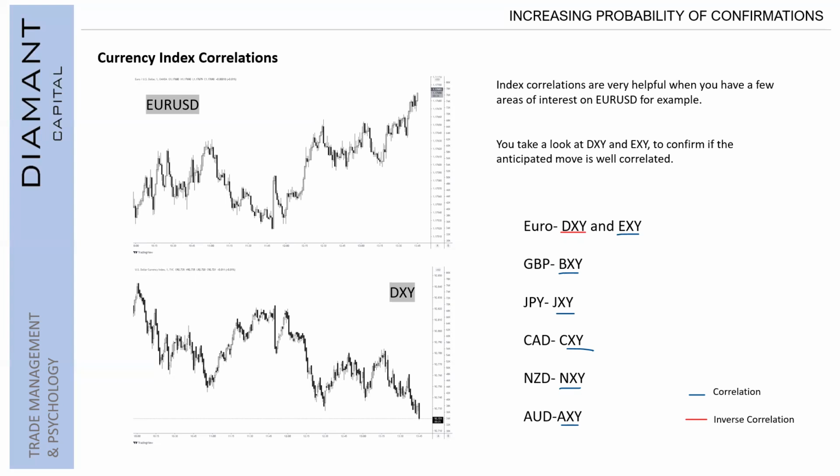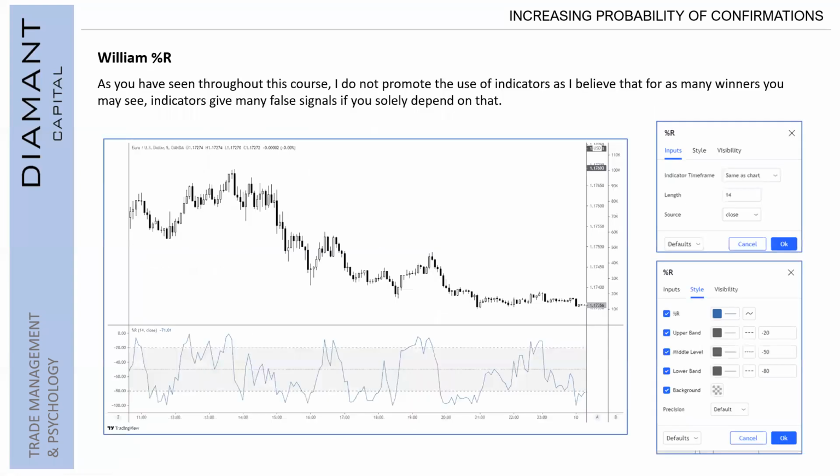Before we go through that, the indexes for each pair, you can see right here, quite self-explanatory apart from GBP, which is BXY. That's the only one that's slightly different. But every single currency pair has its own index, so you can easily look at that in the same way that you compare USD pairs to DXY. It works the same way. So here we go, Euro USD and DXY inversely correlated, and all the other indexes, of course, are correlated straight with each other.